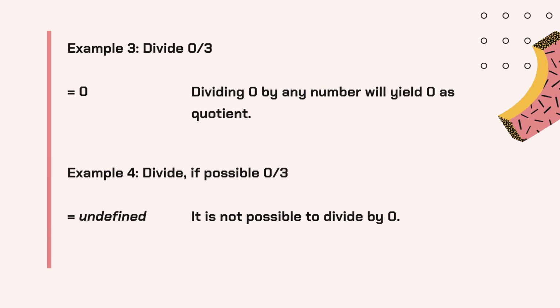Another example: divide, if possible, 7 and 0. So 7 divided by 0. 7 divided by 0 is undefined. It is not possible to divide by 0.